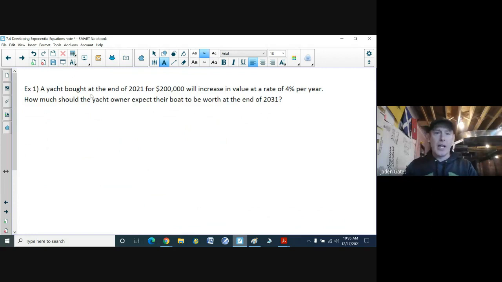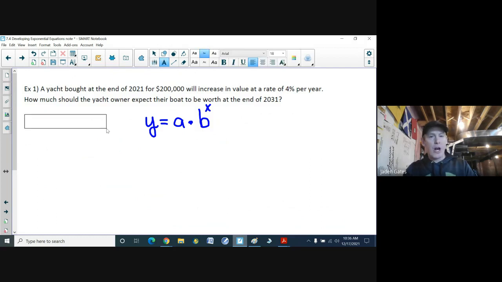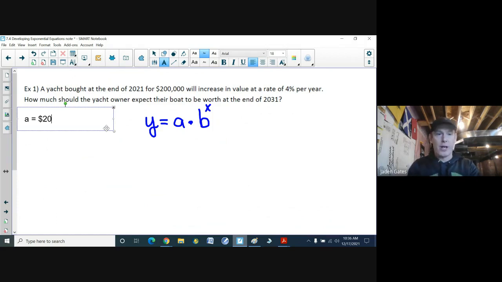All right, so getting back to the equation, it's going to be in the form y equals a times b to the power of x. We've got to get our a and b. The a is kind of the easier one to get. This boat is going to start off being worth $200,000. Now the b part, that's the tougher part, where we have to find the multiplying rate.